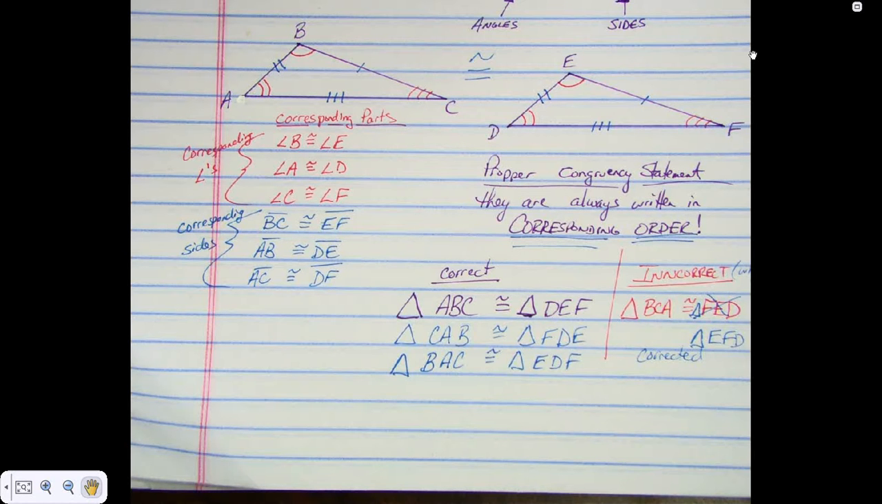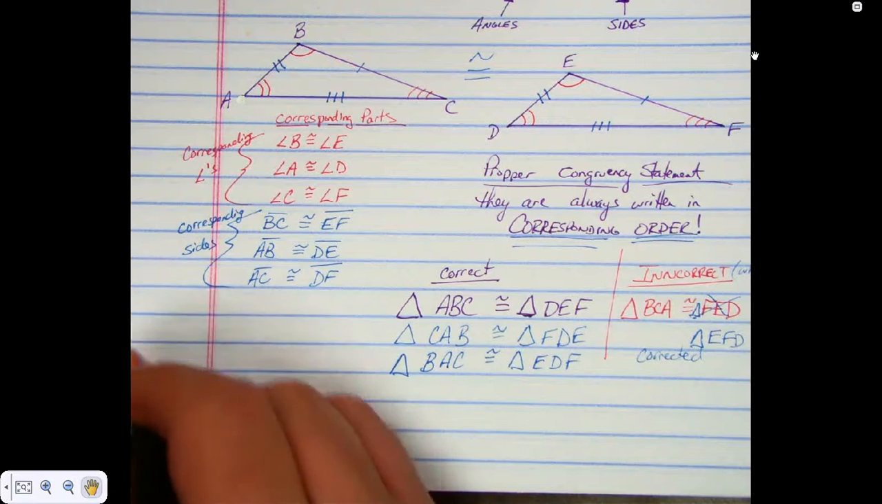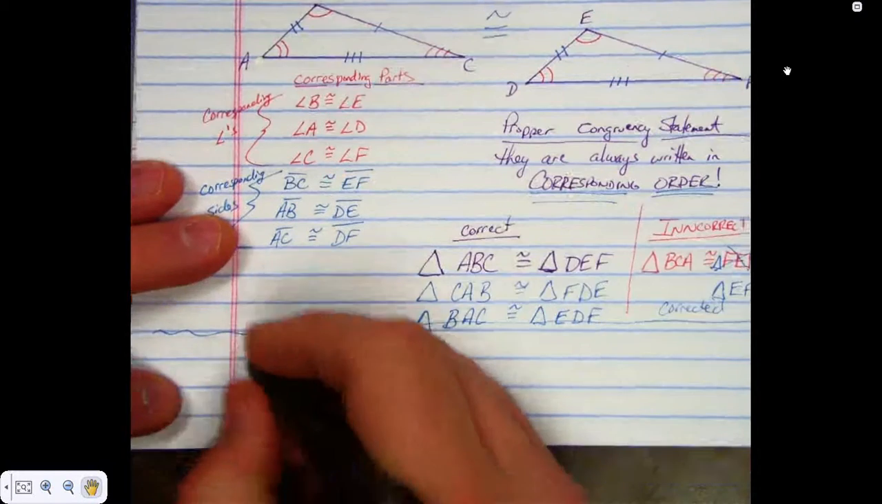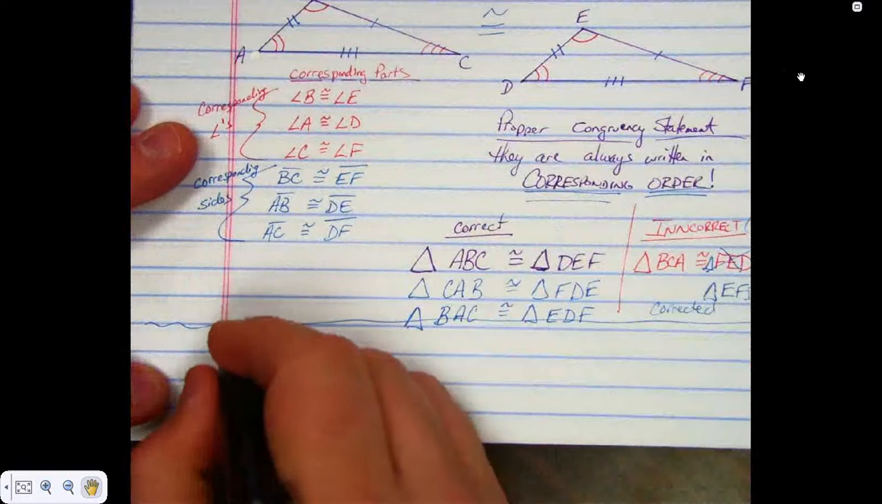You guys understand congruency statements now, and how they have to be in corresponding order. You'll have answers on a test where they'll be naming both triangles in a correct way, but they're not writing the congruency statement correctly, because they need to be in corresponding order. The reason is I'm going to put one question on here that I would like you guys to answer.